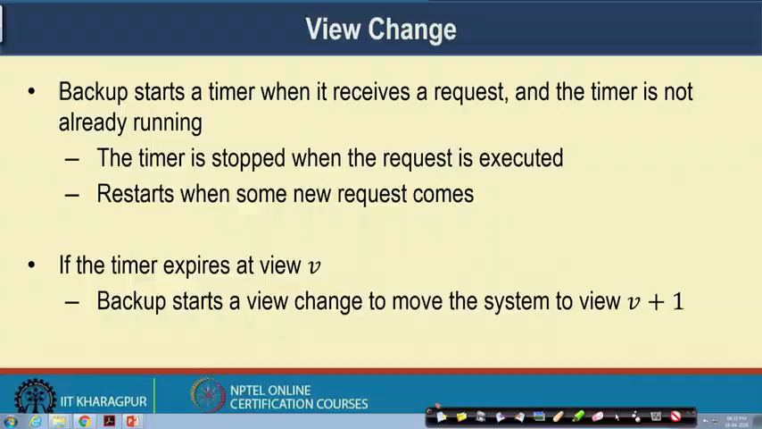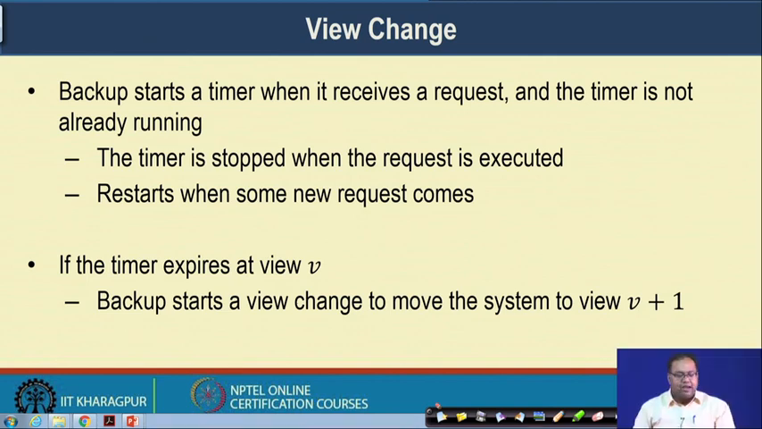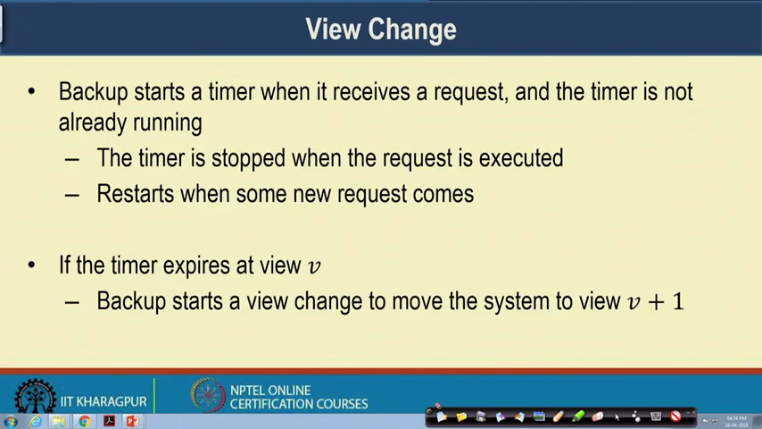So, these backups start a timer when they receive a request and the timer is not already running. The timer is stopped when the request is executed, so within that timeout duration everything is complete, and the timer gets restarted when some new request comes. When some new request comes, you look into whether you are receiving the messages from the primary within that timeout or not. Now, if the timer expires at view V, then the backup starts a view change to move the system to another view V plus 1.